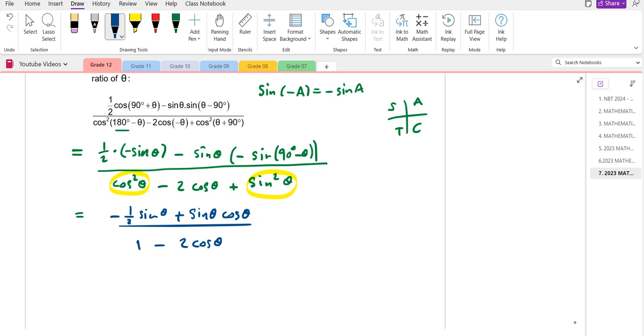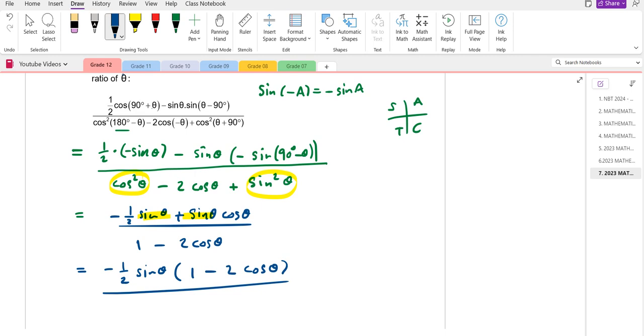What we can do is take out half sine theta as a common factor. Let's take out a negative half sine theta, because sine theta is common here and there. So we're left with 1 here, minus, remember 1 divided by negative half is 2, so we're left with minus 2 cos theta. Perfect. And if you multiply it out, minus half times minus 2 is positive sine theta cos theta.